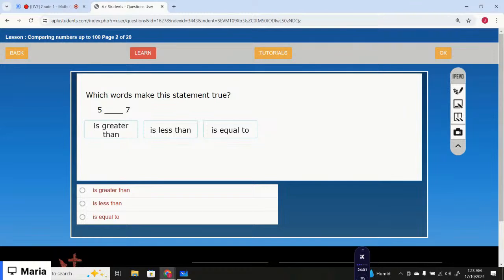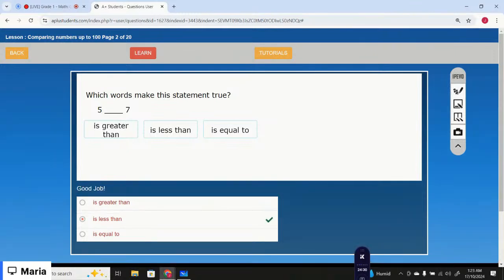Which words make the statement true? So which is the correct option? 5 and 7. So 5 comes before 7. So 5 is less than 7.